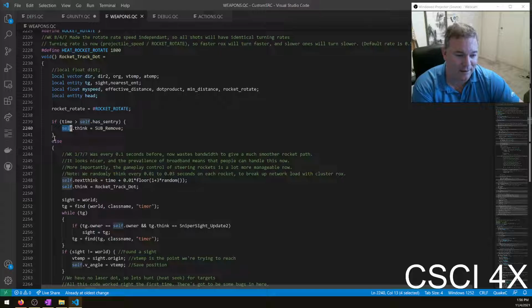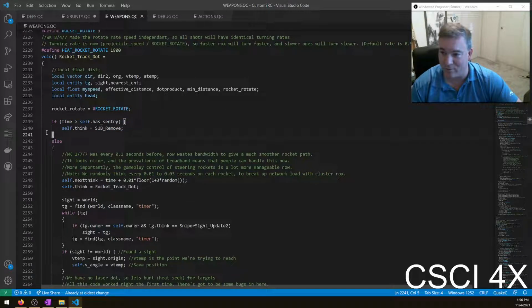I added in a thing so the rockets will go away if too much time has elapsed. Because with a laser guided rocket, you can actually sit there and spin them in place forever, and just create this vortex of missiles, which while cool, will end up lagging out the server if you have too many of them. So if the rockets don't hit anything within whatever this value is, I don't remember what I set it to, then it removes itself.